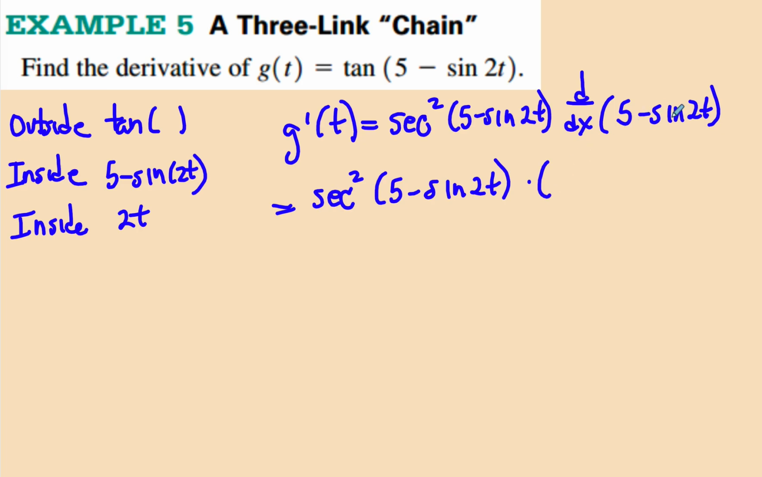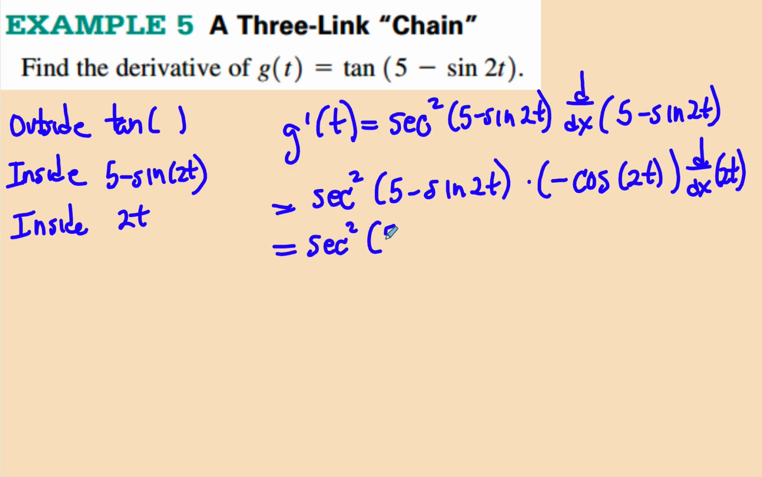And then sine is my next function. This will be minus cosine, and there's an inside function 2t. So I have to worry about taking the derivative of that inside function. So now this answer is secant squared of 5 minus sine of 2t times negative cosine of 2t times 2.